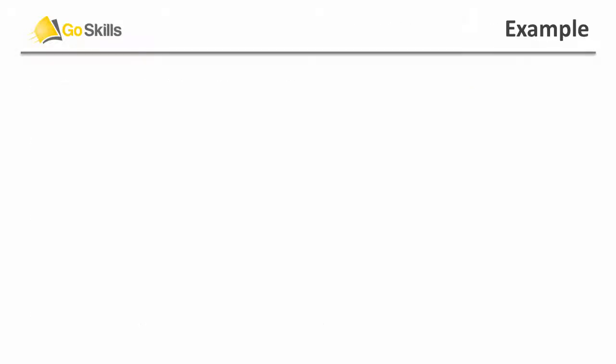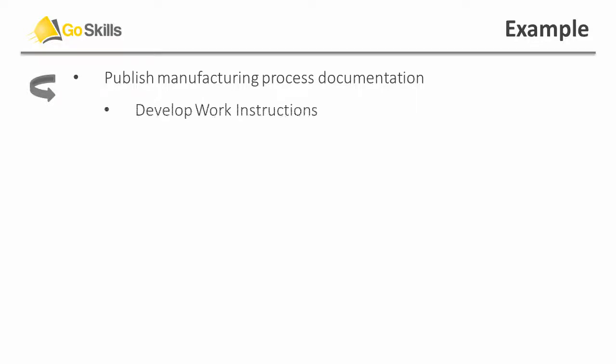Let's go through another example. On this page, we are working on developing a new product, and that includes creating the new manufacturing process for the project. So one of our deliverables is the manufacturing process documentation. But before the manufacturing documentation can be fully published, we have to define the work instructions. Work instructions are those directions given to the operators who will assemble the product.